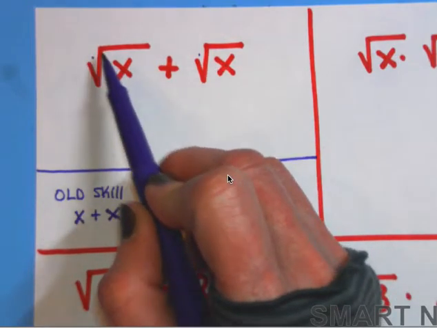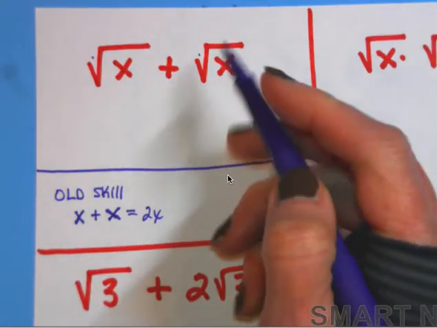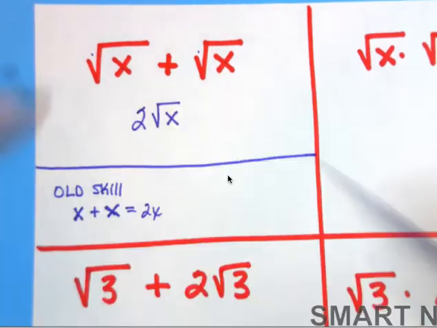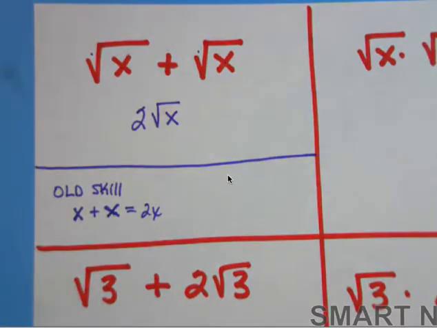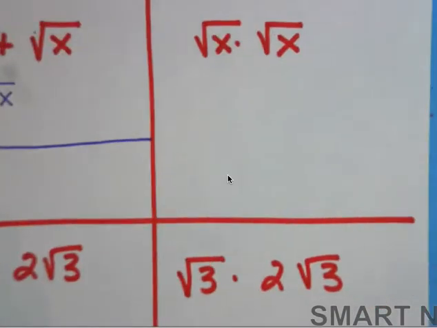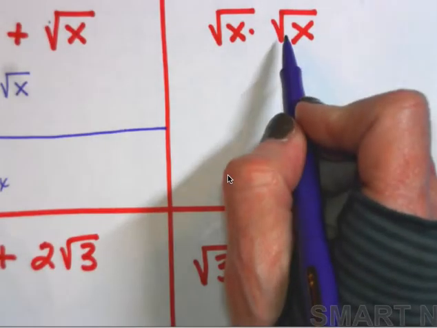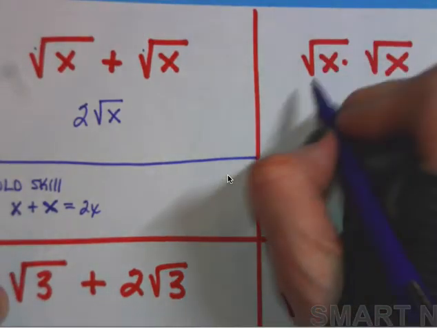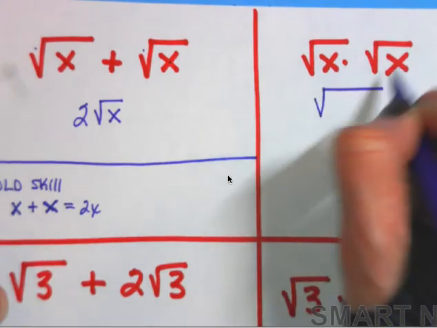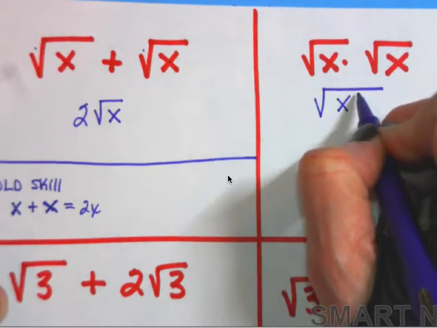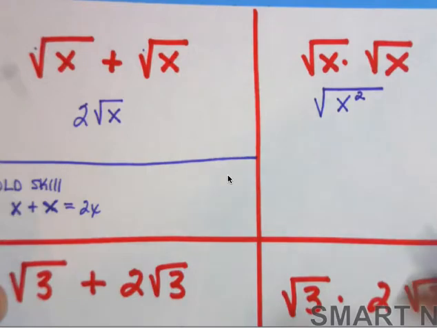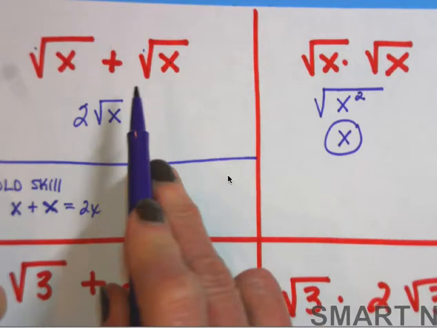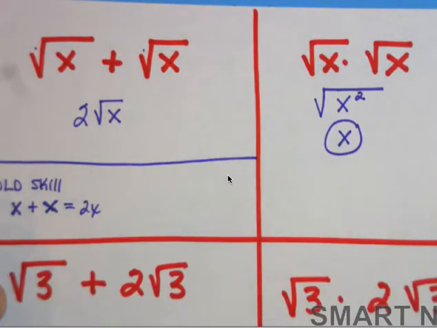So here I have the square root of x plus the square root of x. I would simplify this as 2 times the square root of x. That would be my simplified expression. Not to be confused with the square root of x times the square root of x. So the operation between the expressions makes all the difference. If I'm multiplying these, this is now an old skill for us, I would have x times x, or x squared, and this would simplify down to just x. So when I'm adding versus when I'm multiplying, there are two different ways to think about it.